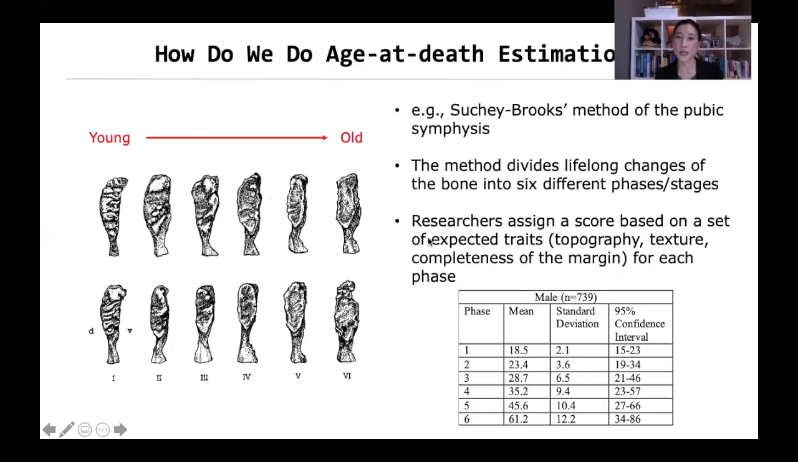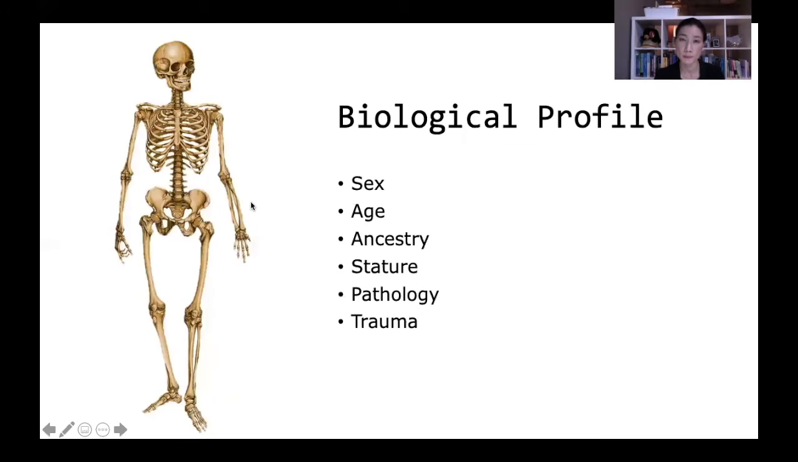And for each phase or each stage, we have a set of skeletal traits that we're expected to observe. Those traits include specific topography, texture, and completeness of the symphysial face. And based on that suite of skeletal traits, we assign an unknown skeletal element, the pubic symphysis, into a single phase or two. And for each phase, we get a point age estimate and also an age range. So those are our final age estimates.